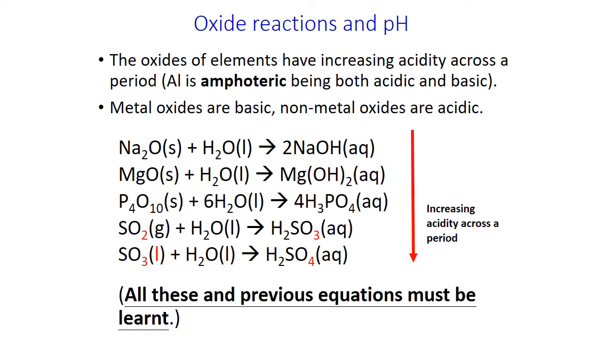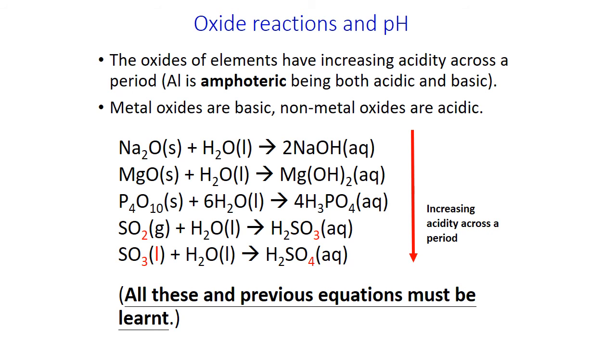Just to finish off, looking at the oxide reactions and the link to pH. The oxides of the elements have increased acidity across the period. As you go across the period, you get to a point where aluminium, for example, is amphoteric, which means it has both acidic and basic qualities. Metal oxides, therefore, tend to be basic. Non-metal oxides are acidic. So you get increasing acidity across a period.